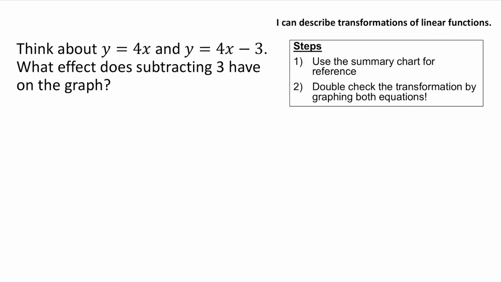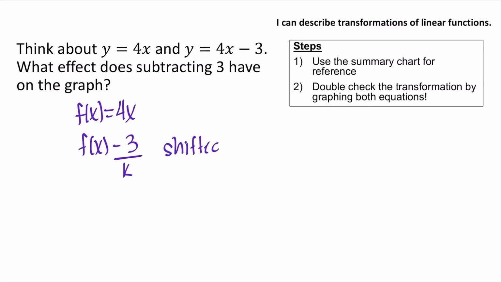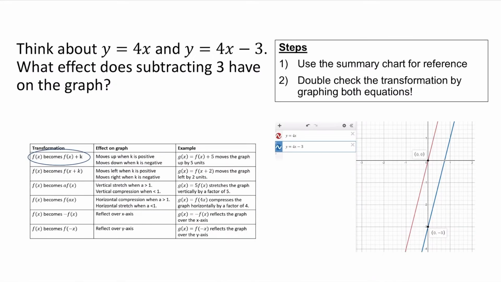So let's think about y equals 4x and y equals 4x minus 3. What effect does subtracting 3 have on the graph? We want to think about this in terms of f(x). So we have f(x) equals 4x, and then we have f(x) minus 3. So this is like a minus k situation. We have a minus k, so that means that my graph is going to be shifted down 3. That is exactly what the chart tells us, and we can see that's what happens if we look at the two graphs. The original graph in red is shifted down by 3 units to form the new graph, which is in blue.